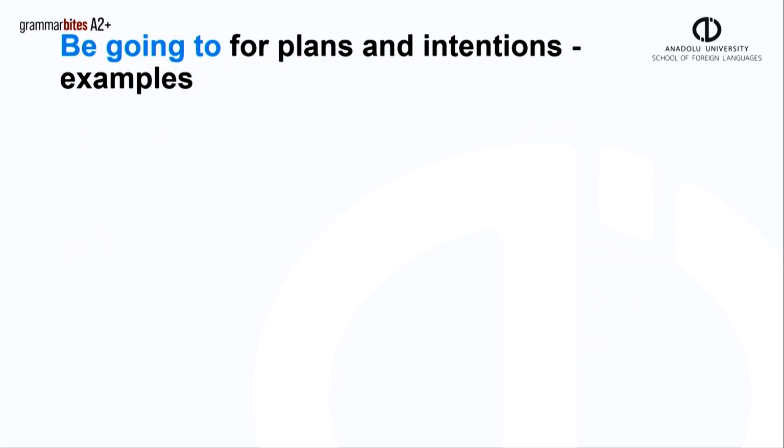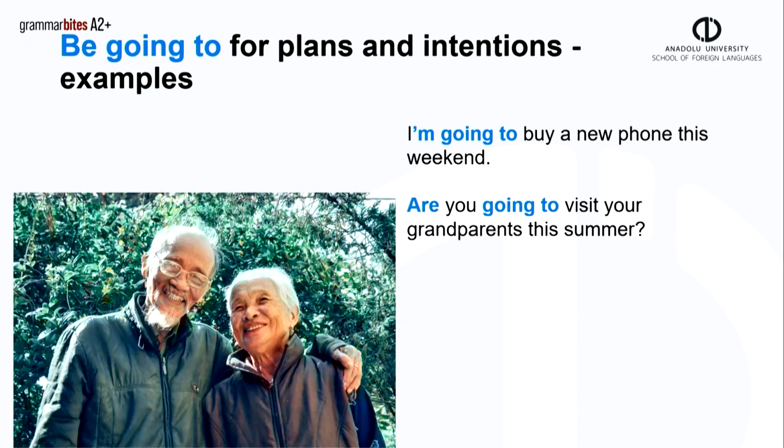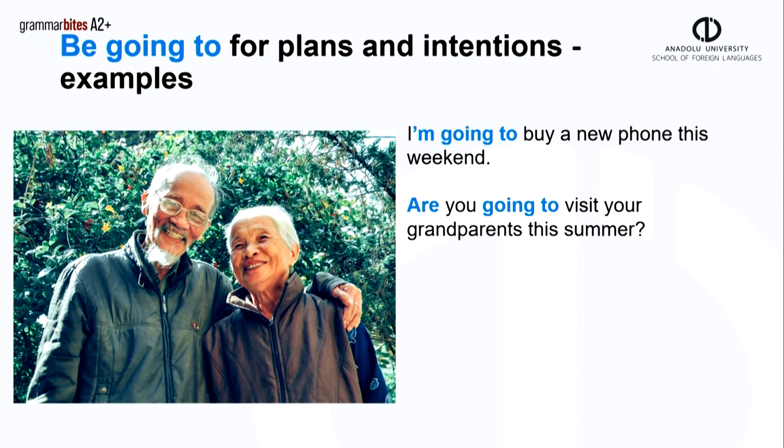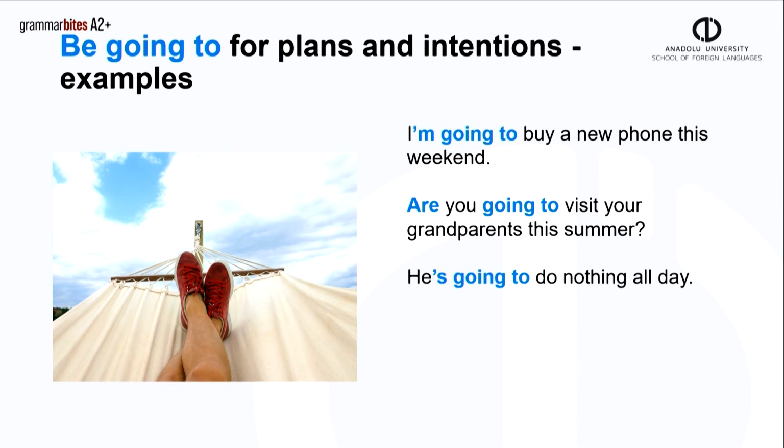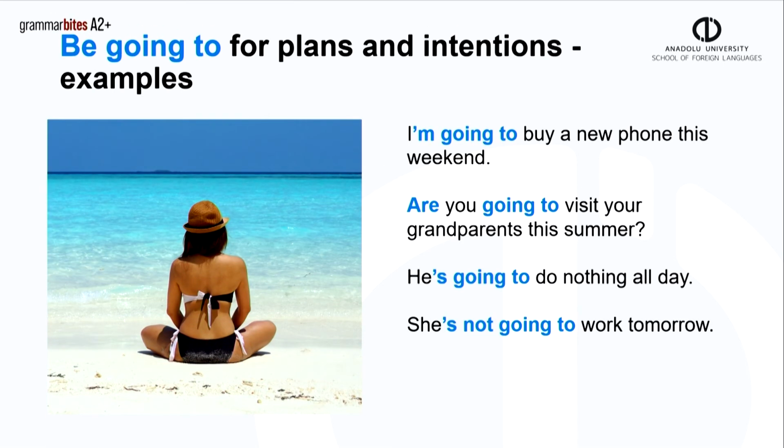Here are examples using going to. This talks about our plans, things we thought about doing. This uses am, is, are and going to. I'm going to buy a new phone this weekend. Are you going to visit your grandparents this summer? He's going to do nothing all day. She's not going to work tomorrow.